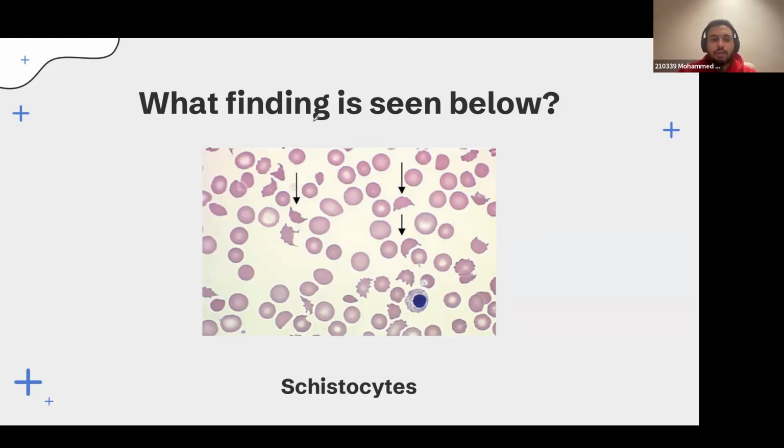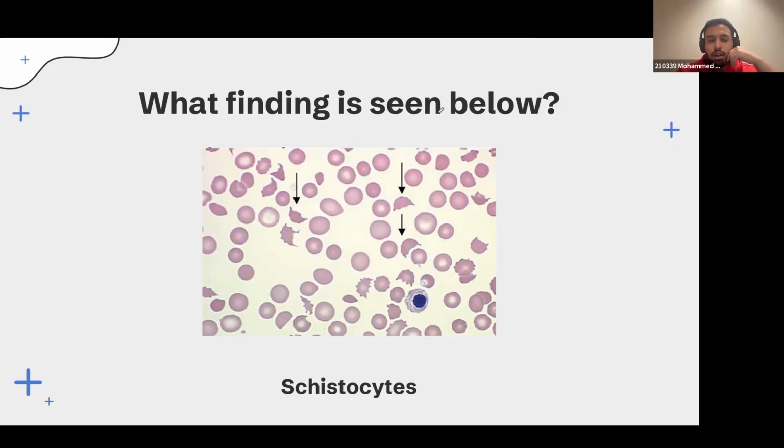Now, for HUS, hemolytic uremic syndrome, it's caused by what infection? Exactly, Shiga toxin or E. coli. I think it's covered in the hemolytic anemias lecture by Dr. Rayhan. Anyways, it's seen in Shigella infection and E. coli, specifically enterohemorrhagic E. coli.